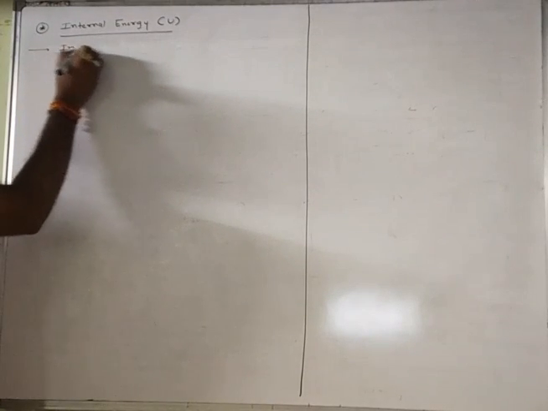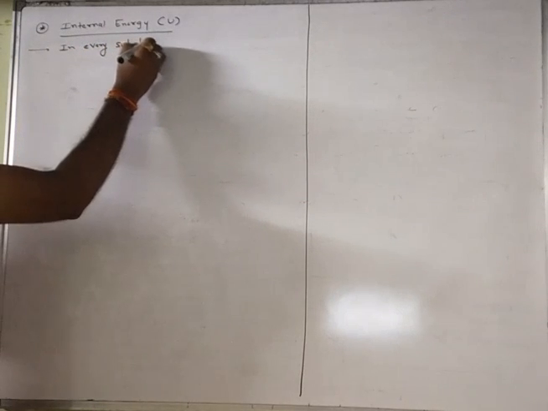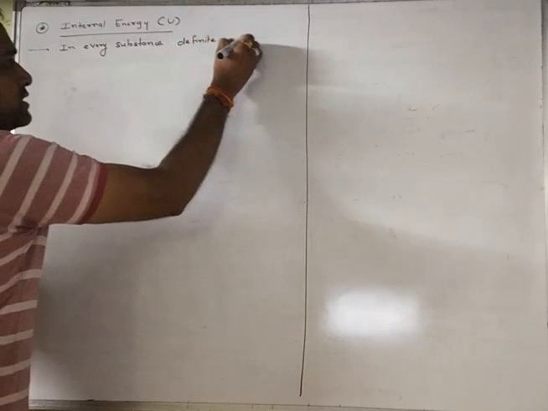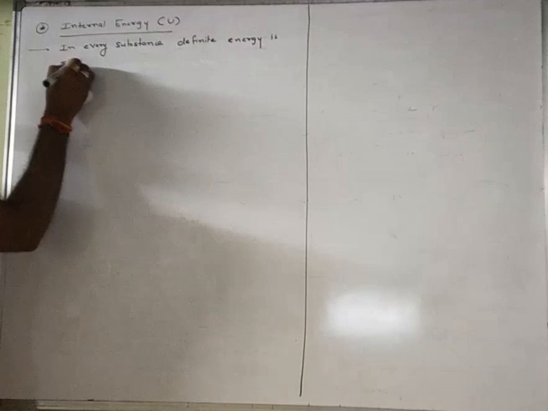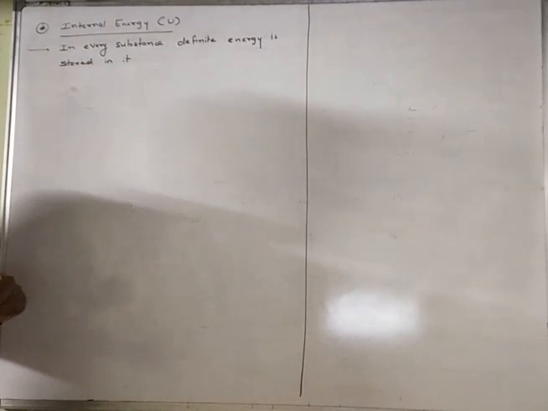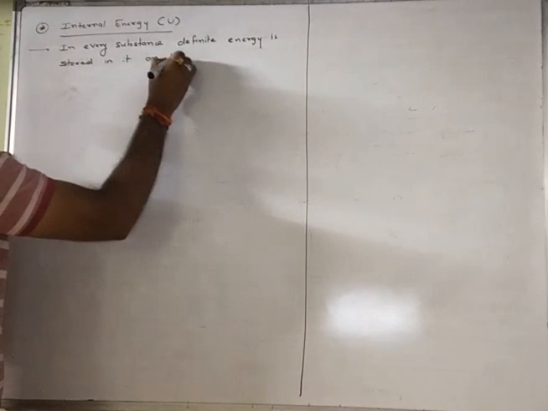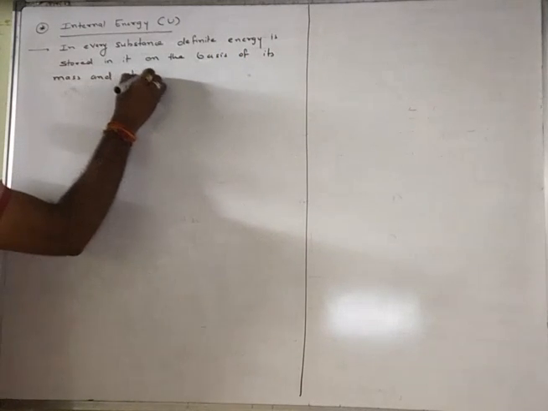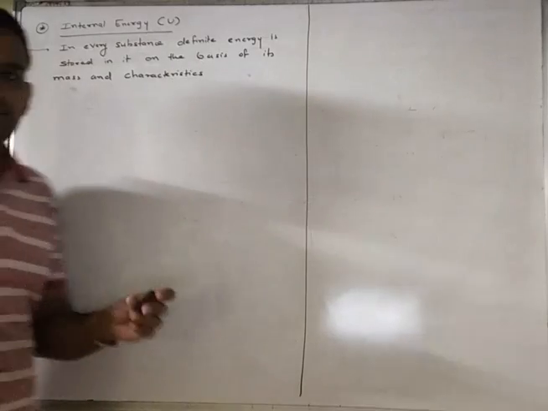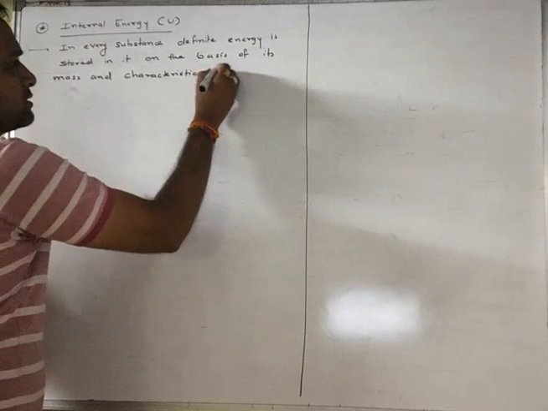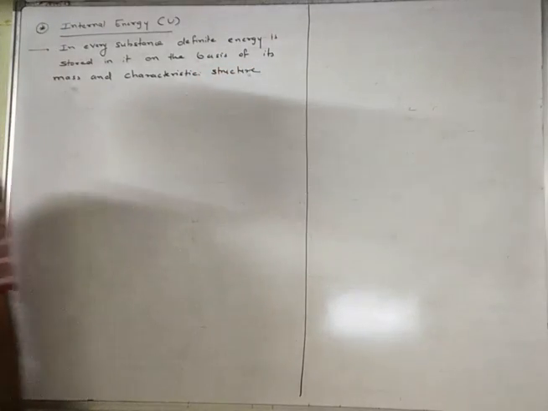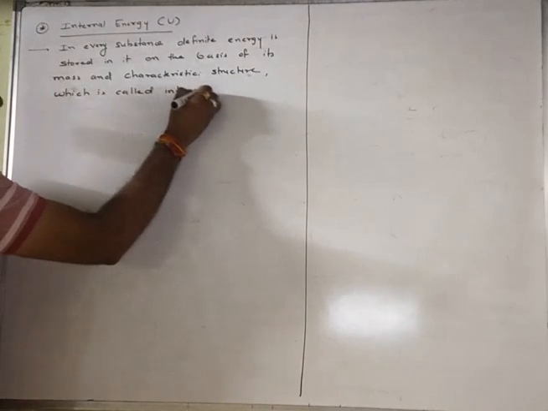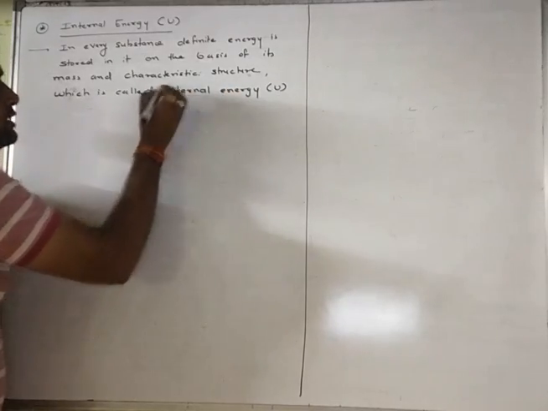In every substance, right, definite energy is stored in it, on the basis of its mass and characteristic structure, right, which is called the internal energy. उसको हम क्या बोलेंगे? Internal energy, that is denoted by U.